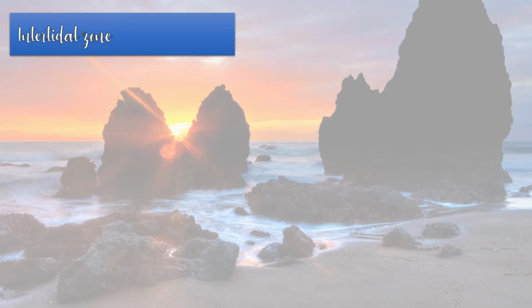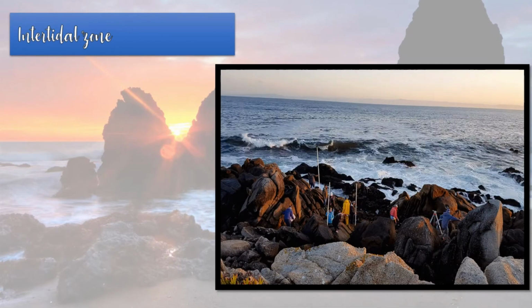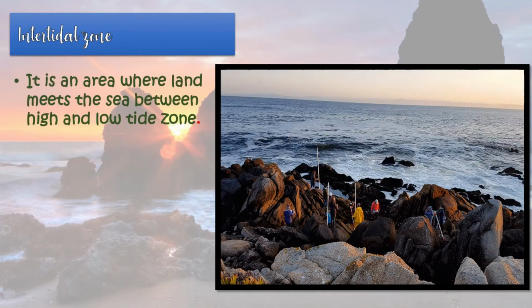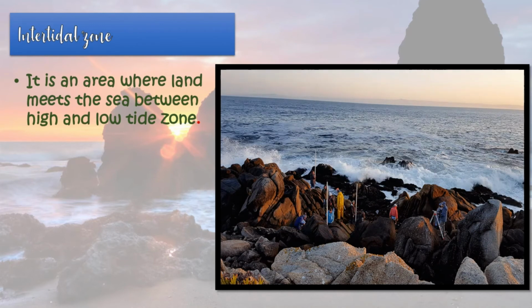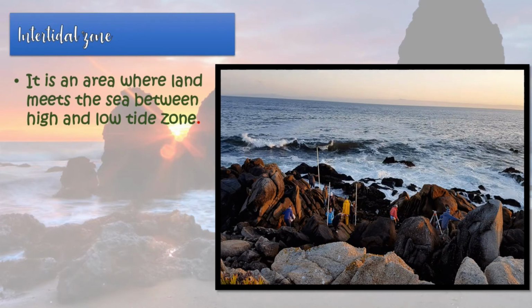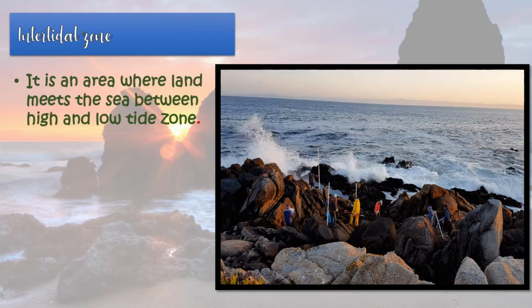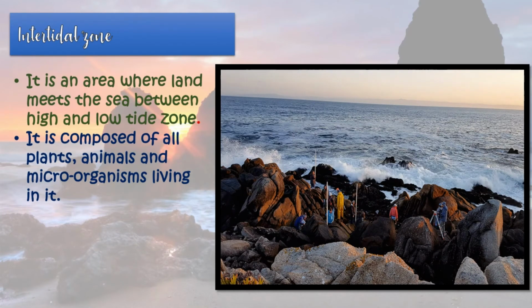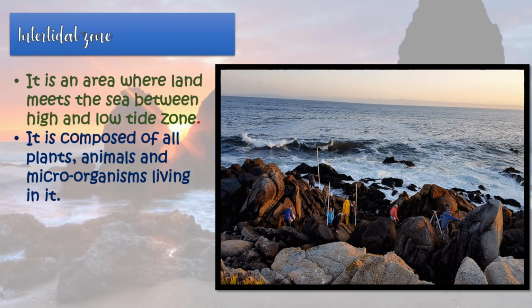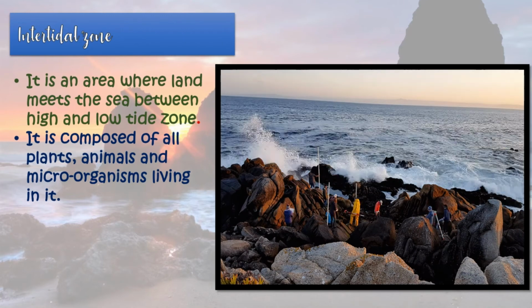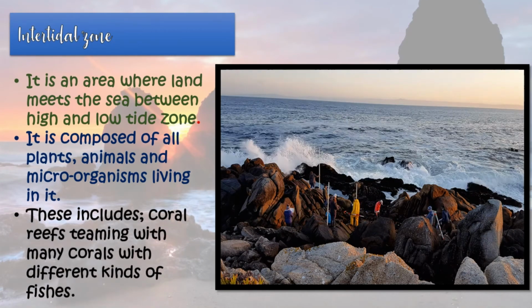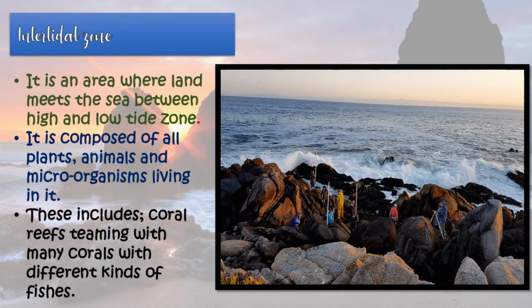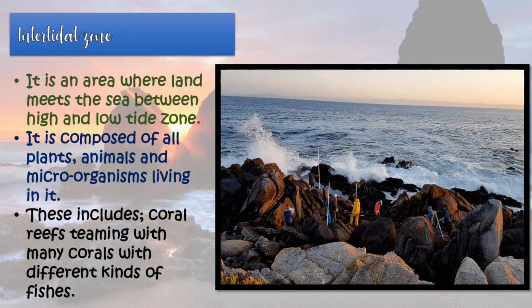This time, let us have the intertidal zone. It is an area where land meets the sea between high and low tide zone. It is composed of all plants, animals, and microorganisms living in it. This includes coral reefs teeming with many corals with different kinds of fish.